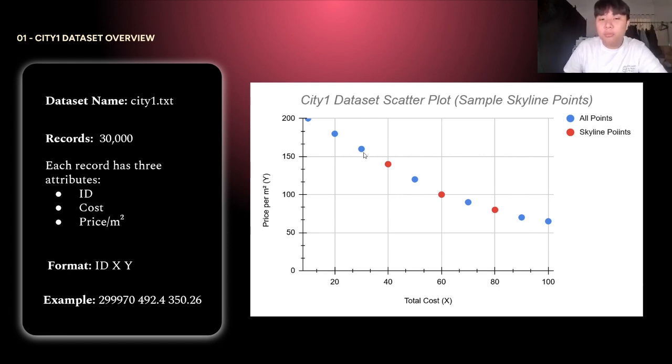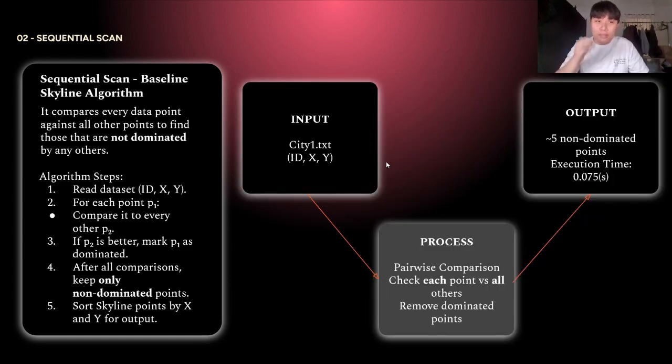As you can see, the blue ones are all the dominated points, while the red ones are the skyline points, or what we call the non-dominated points.